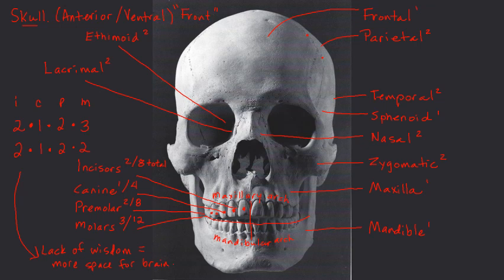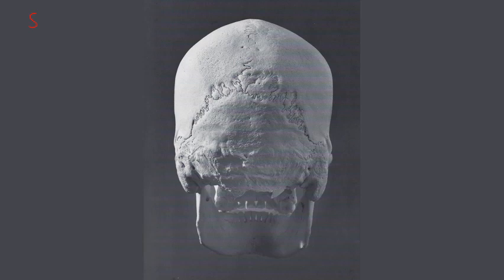So this is something that has evolved more recently as the human brain continued to increase in size. So let's go to a different profile here. And again, we have our skull, and we want to make sure that we label this. We're looking at a posterior or dorsal view. And the bones that we can identify here, we see a parietal.